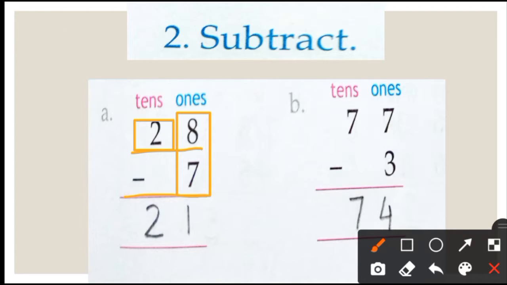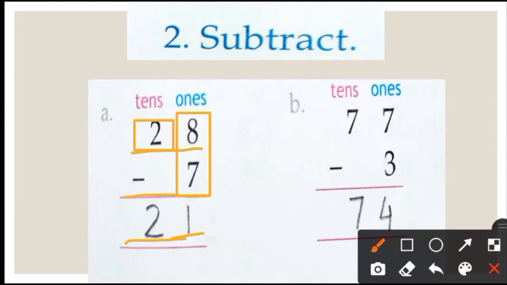So we will write 1 in our answer part. Now we will move on to the tens part. Okay students, now we will subtract our tens part. But again here we have a single digit in the tens part. So we will write our answer same to same in the tens part, that means 2. So our answer is 28 minus 7, answer is 2, 1, 21.